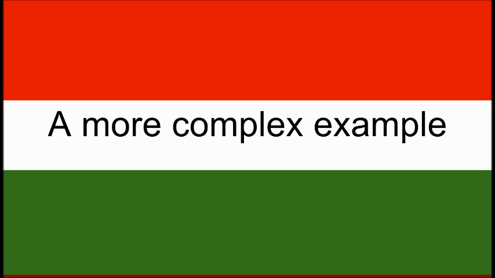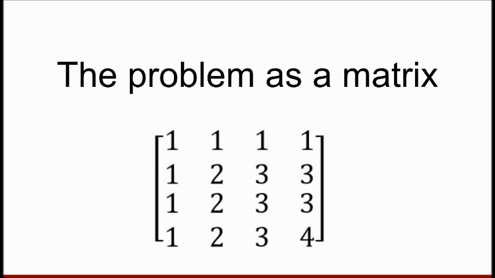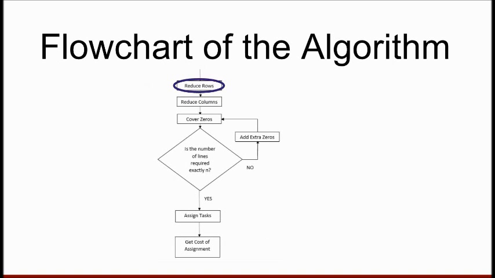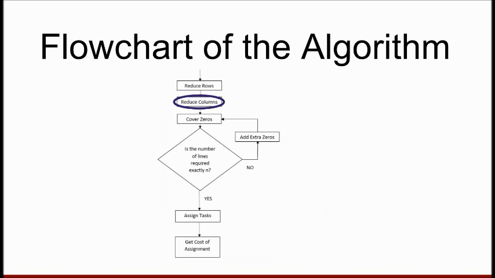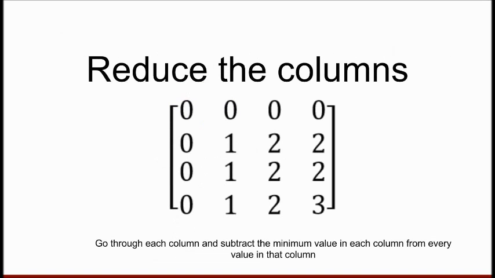Let's now look at a more complex example to demonstrate some parts of the algorithm which weren't needed in the previous one. So here we have another problem as a 4x4 matrix. To start with, we reduce the rows, just as we did before. So we subtract the minimum value in each row from every value in that row, and that produces the result you can see here. Once again, we reduce the columns, so we subtract the minimum value in each column from every value in the column, and that produces the same result as every column here has a 0 in.